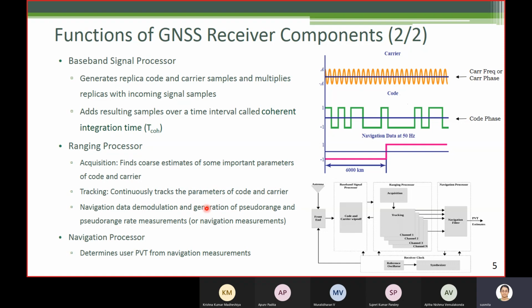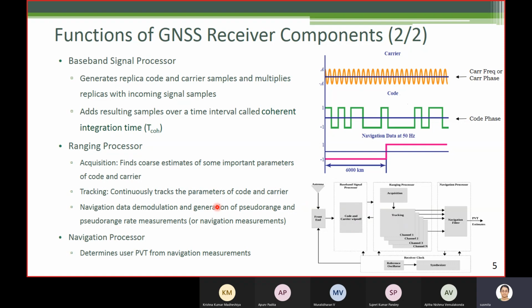Now, when the receiver successfully does it, it is said that the tracking loop, so basically there is a feedback control loop here. The path is closed from ranging processors to baseband signal processor this way, and that's why you have two-way arrows here. Okay, so the tracking is performed using feedback control. So when it aligns the replica code and carrier with the incoming successfully, we say that the loop is locked.